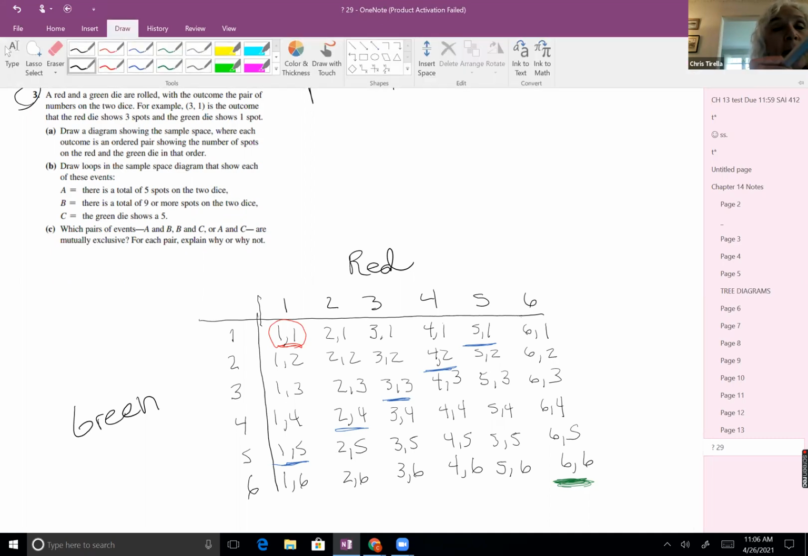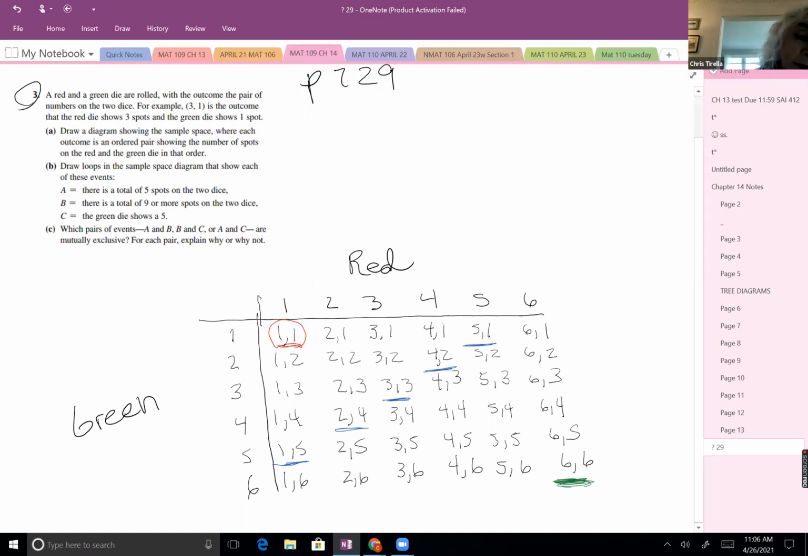A asks us to circle where the total of the 2 dice is 5. So let's go ahead and circle the total of 5. Actually, we've got that underlined. Nope, we've got the total of 6 underlined. The total of 5 would be here. So this is A.